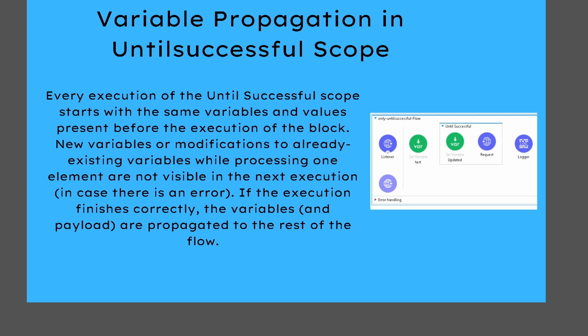So guys, what it is trying to say: let's say you have initialized one variable here as test, and when you reach this until successful scope, you have updated the value of this variable to updated. Now the value of this variable is updated, but let's say this request fails calling that system, calling the client. Because it fails, it will retry again. Because a retry is a kind of next execution, whatever variable you had initialized before calling this block, you will get that variable value. You need to update that value again. It will not be visible in the next execution.